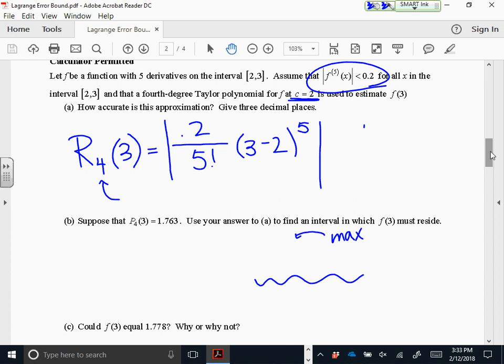Okay, so let's talk about what this is. We have 2/10 divided by 5 factorial times 1 to the 5th. Five factorial is 120. So we have 0.2 divided by 120 times 1. We know our remainder is going to be less than or equal to 0.002.